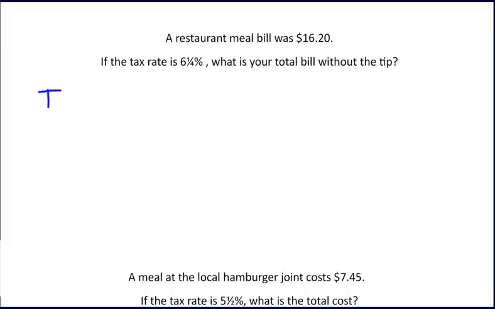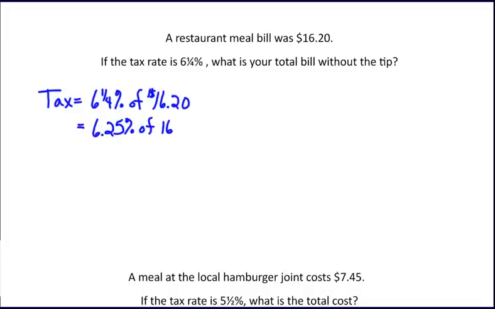We can see that the tax is going to be 6.25% of the price of the meal, which was $16.20. Let's say that this is 6.25% rather than the 1/4. I think that'll make it a little bit easier to work on.